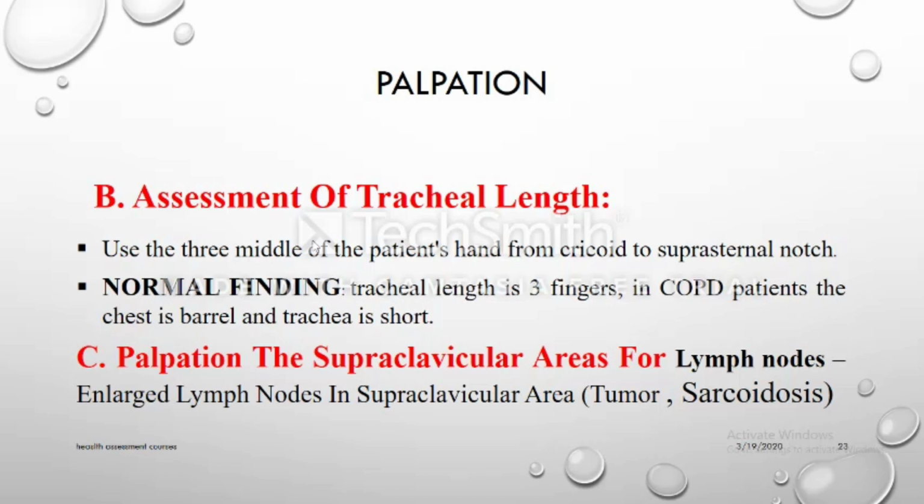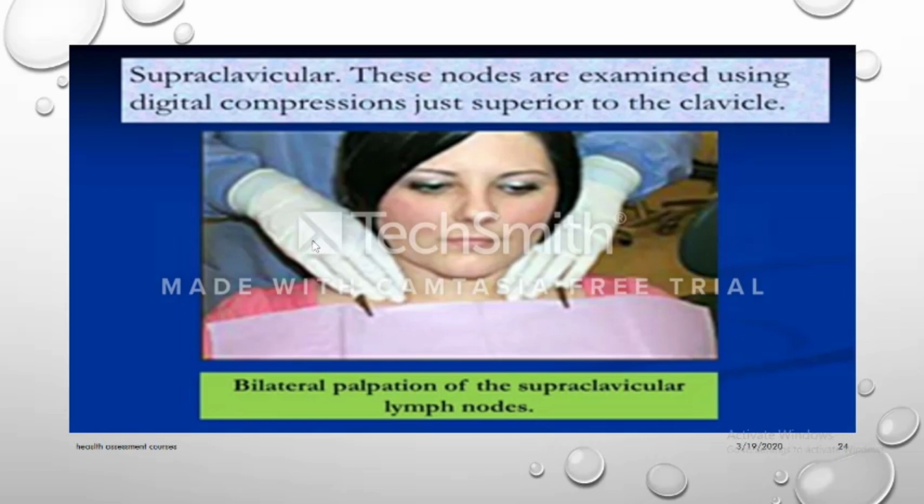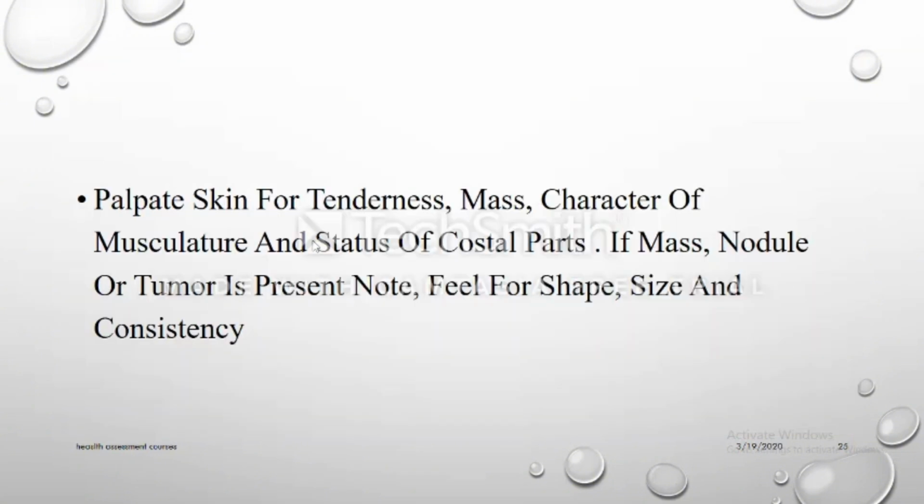The third one for the palpation is palpation of the supraclavicular areas for lymph node assessment. If we find enlargement of lymph nodes in the supraclavicular area, this is an indication that there is a tumor or sarcoidosis above the clavicle. As we see in this picture, we can see the supraclavicular nodes. These nodes are examined using digital compressions just superior to the clavicle.